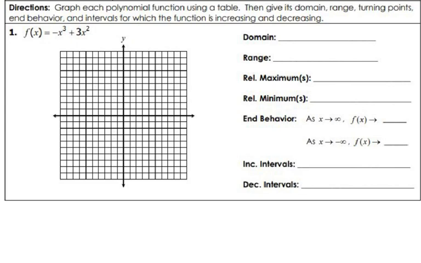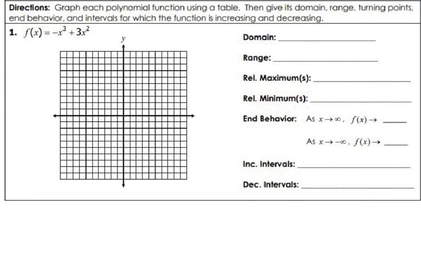Alright, and the last one, I know this lecture is a little longer than other ones, let's put it all together and graph the polynomial, and then find its domain, range, relative maximum and minimum if it exists. Sometimes there's more than one. Then we're going to look at the end behavior, and the intervals of increasing and decreasing. So first, open up your Desmos or your graphing calculator, and let's graph negative x cubed plus 3x squared.